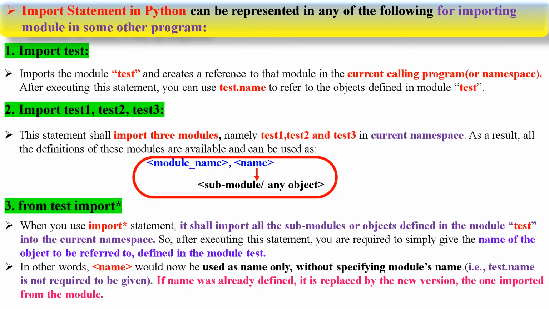Point 3. from test import *. When you use the import star statement, it shall import all the submodules or objects defined in the module test into the current namespace. So, after executing this statement, you are required to simply give the name of the object to be referred to, defined in the module test. In other words, name would now be used as name only, without specifying the module's name, that is, test.name is not required to be given. If name was already defined, it is replaced by the new version, the one imported from the module.